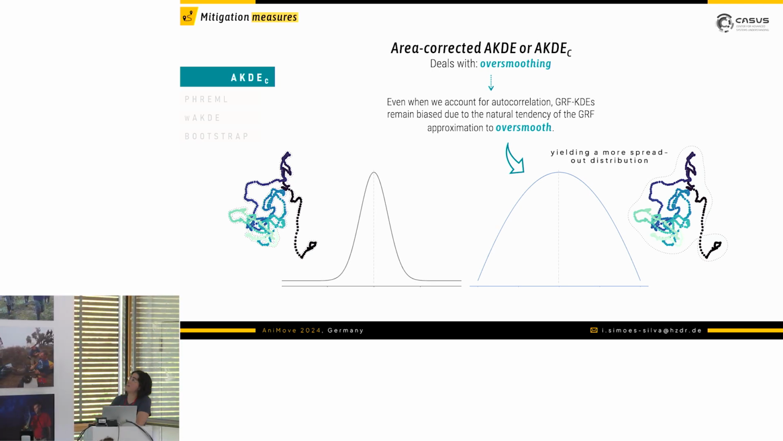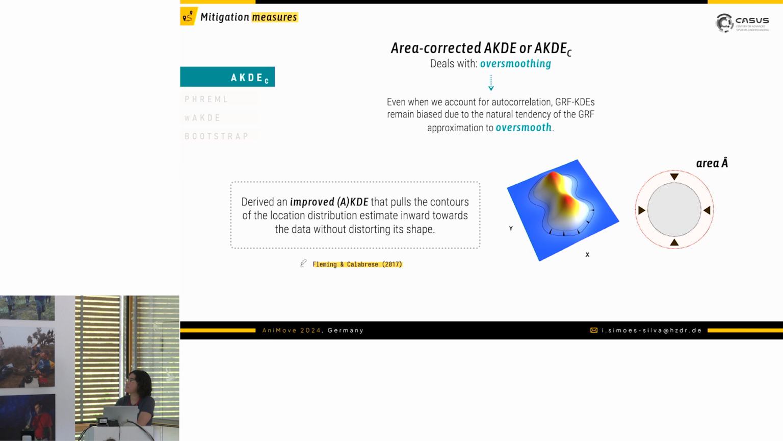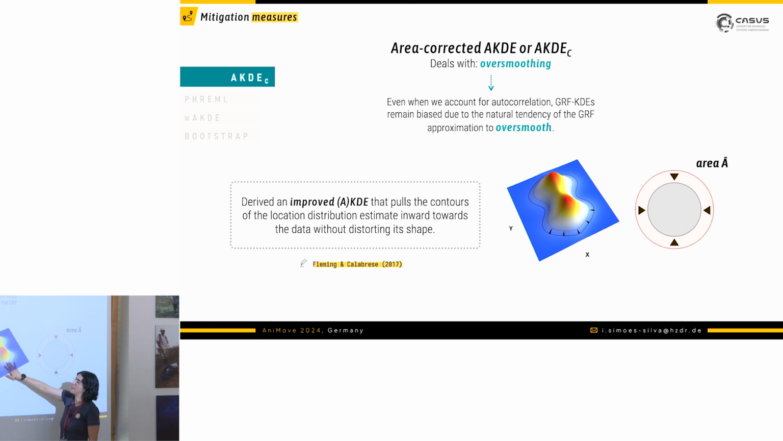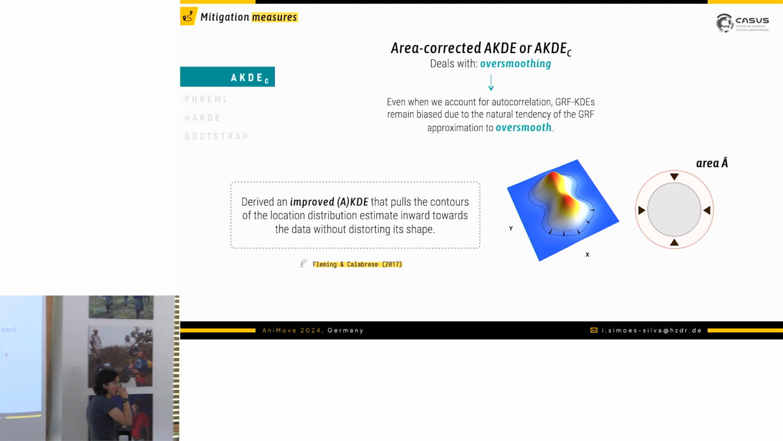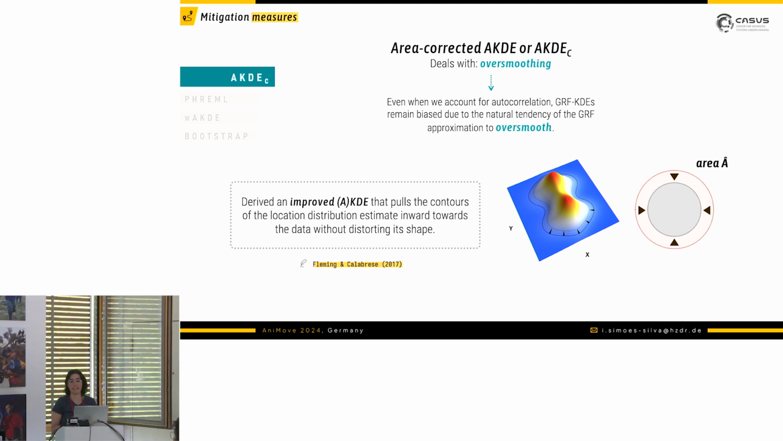This was with this area-corrected AKDE. And what it does is, we have the density estimation, the location distribution estimation from a specific individual, and then it basically corrects it a little bit without distorting the shape. So this is a case where it would just be circular, but any shape would count, and it just kind of conforms it more slightly to the data. It's just a slight correction for those events when it happens, because again, the method itself does tend to oversmooth.